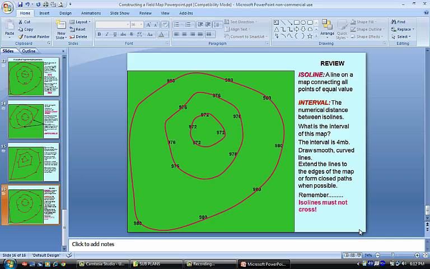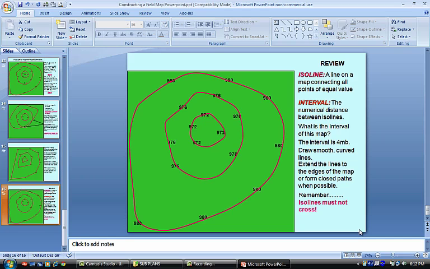Okay, so this map looks a little bit better and a little more accurate. To review, an isoline is a line on a map connecting all points of equal value. The interval is a numerical distance between the isolines. So in this case, our interval is 4 millibars.